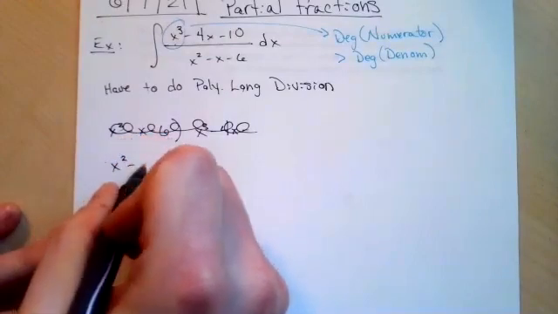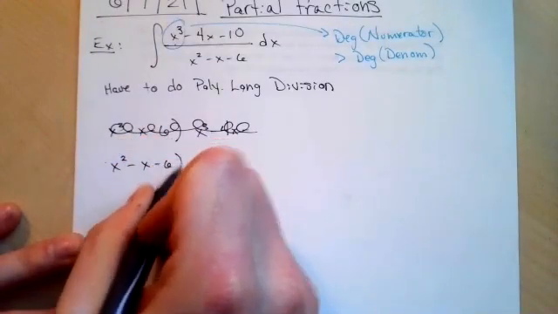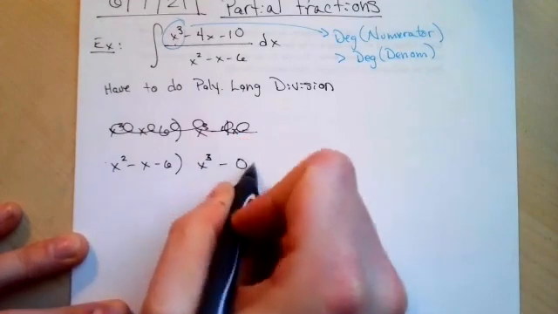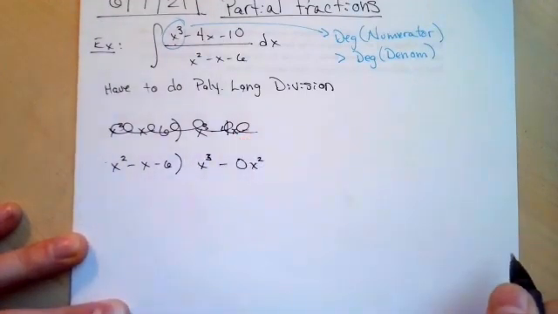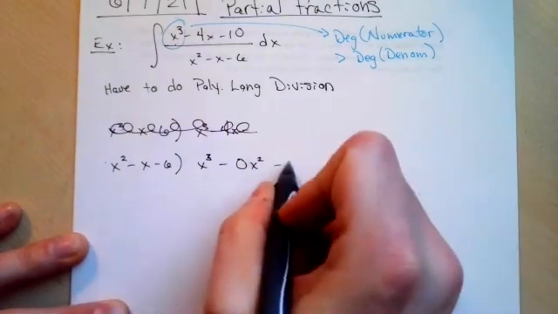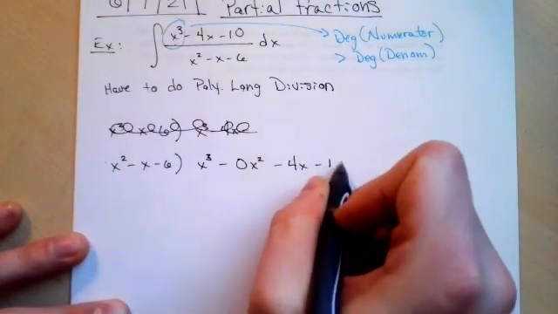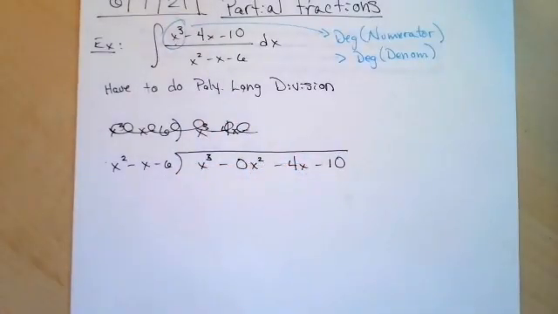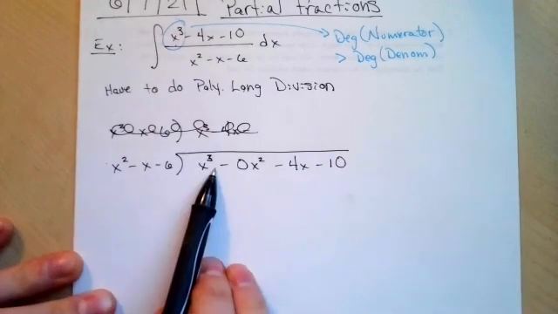So we've got x squared minus x minus 6 dividing into x cubed. I'm going to keep a placeholder for x squared here. So there was no x squared. I wanted to make space for that. Minus 4x minus 10. And then you're just comparing the highest degrees.